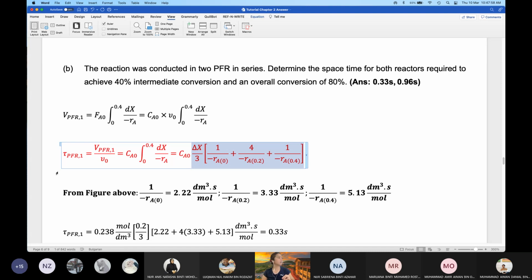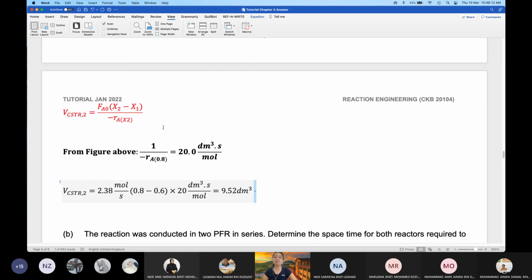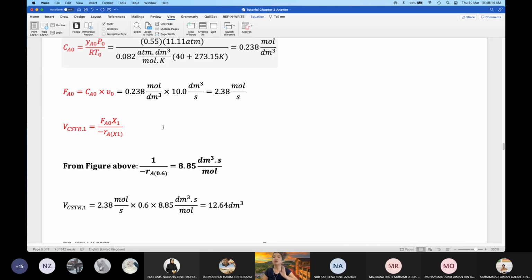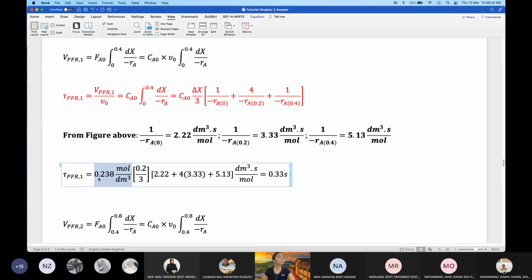So now I can already find directly my space time. Space time sama dengan CA0 ganti dengan Simpson one-third rule. Yang Simpson one-third rule punya pengiraan tu masih sama. Meaning, first of all, CA0 kita guna yang asal dari part A yang tadi kita cari, masih boleh guna sebab tak ada perubahan tekanan, suhu, so on. The CA0 is still the same, 0.238.